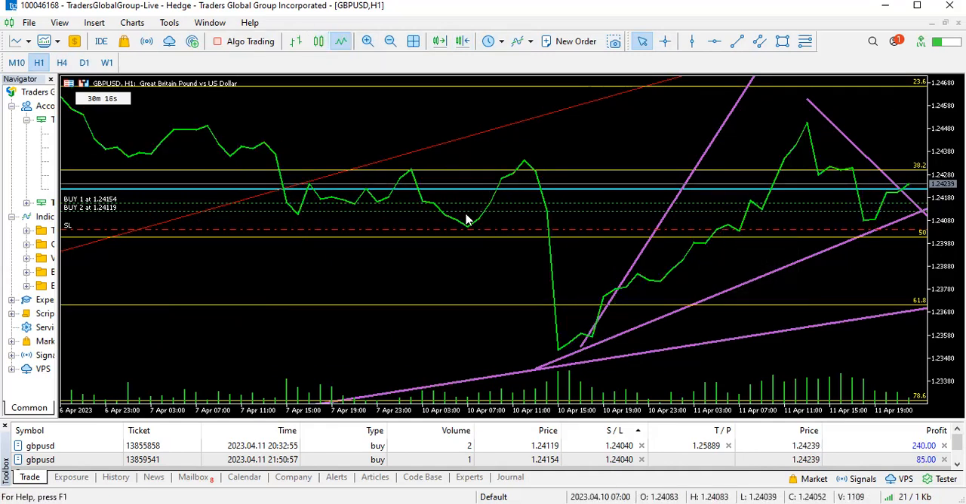This is one shoulder, this is the head, and this is the right shoulder. So they call this an inverse head and shoulder. It is a bullish reversal pattern.